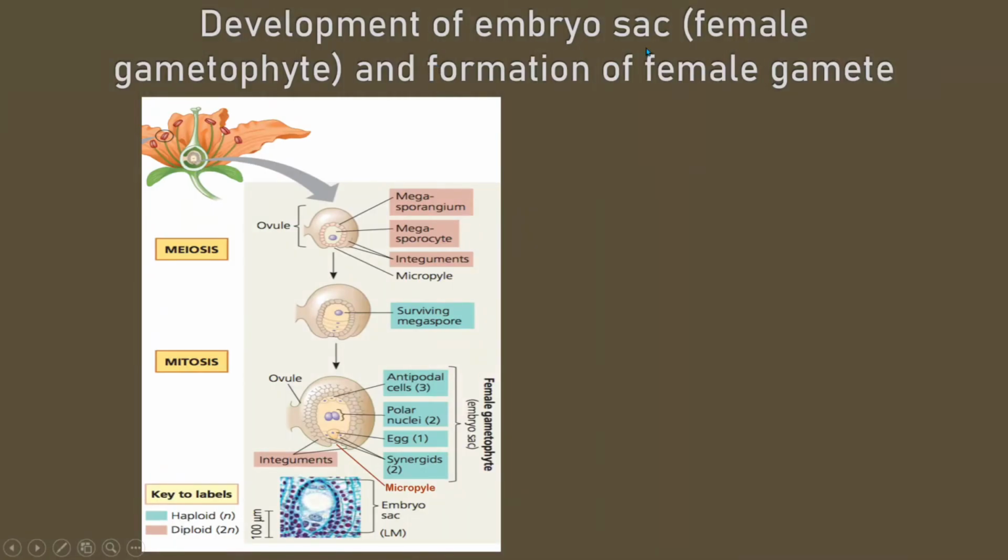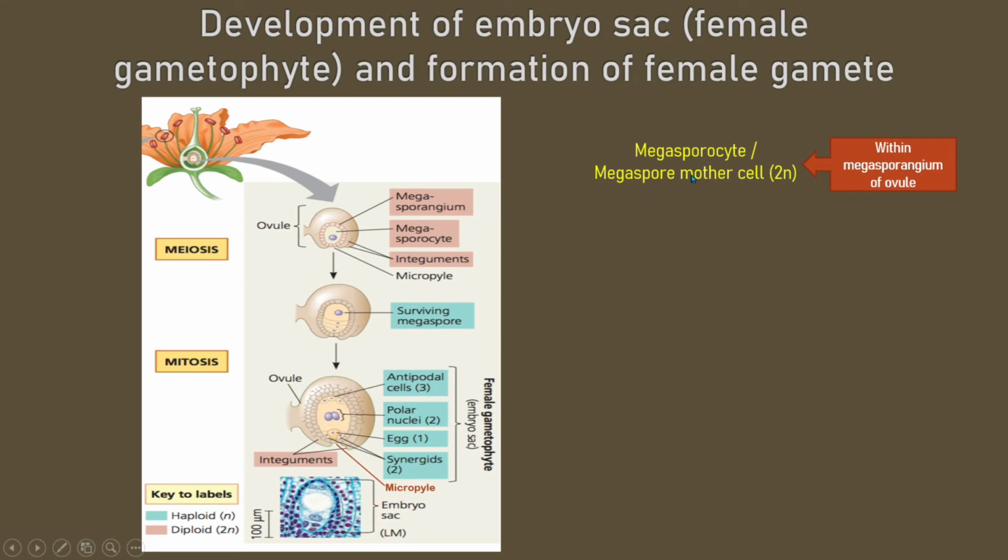Development of embryo sac or female gametophyte occurs within an ovary. Inside ovary is an ovule. Inside ovule is a megasporangium, and inside megasporangium is a large diploid cell known as megasporocyte. The megasporangium is protected by integument with one end known as micropyle.